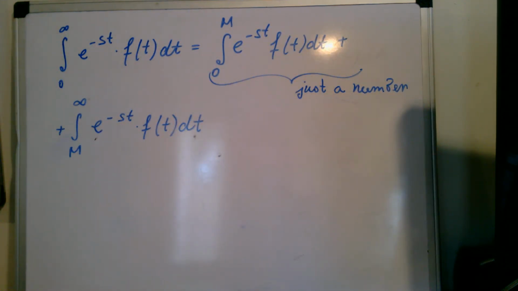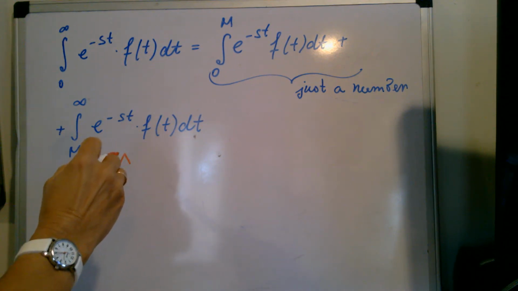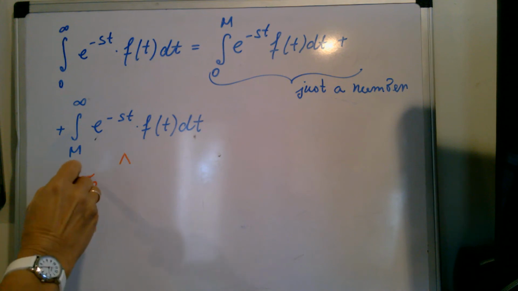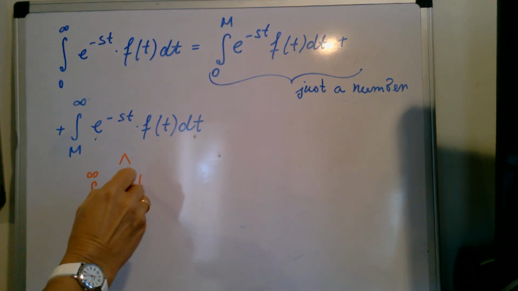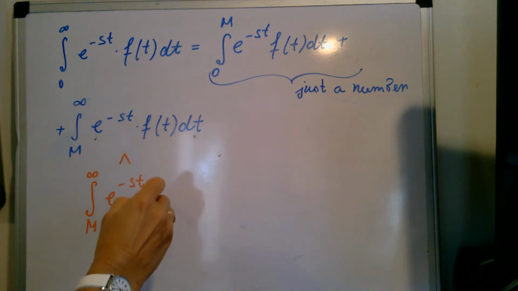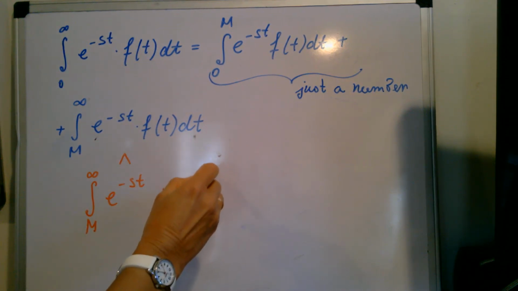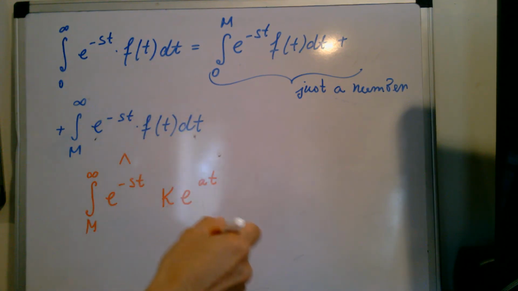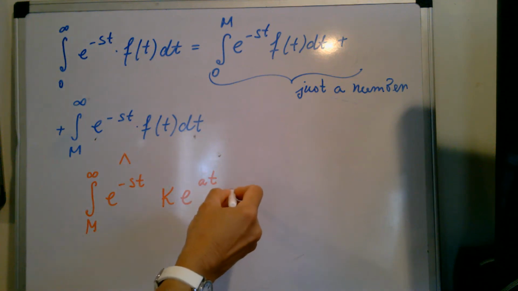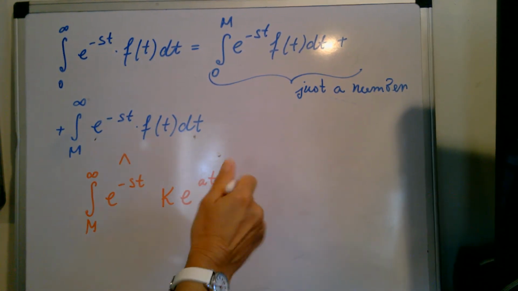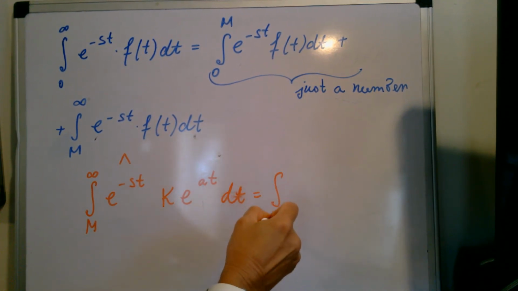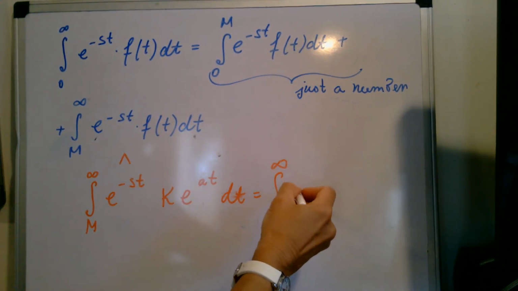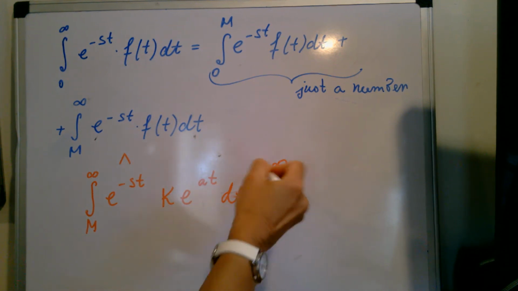What I'm going to do, guys, is estimate the second integral using the second condition of the theorem. I'm going to say that my second integral is less than the integral from m to infinity of e to the power of negative st, and instead of f of t, I'm going to put k e to the power of at, because I know that the absolute value of f is less than this. Now I'm just going to combine the two exponential functions, I'm missing dt, and calculate the integral and show that it's convergent. So the constant k can go outside, right?